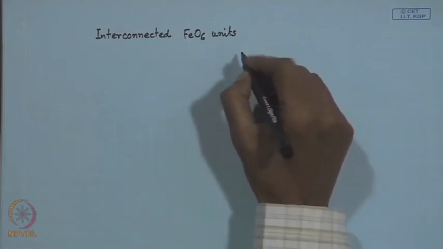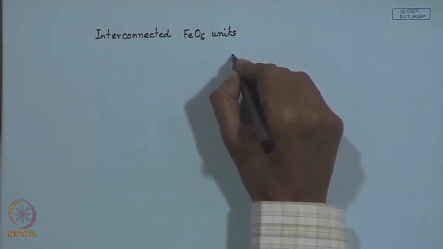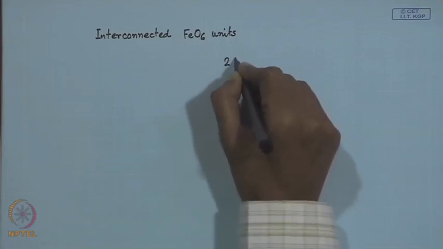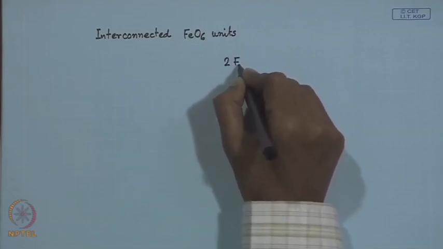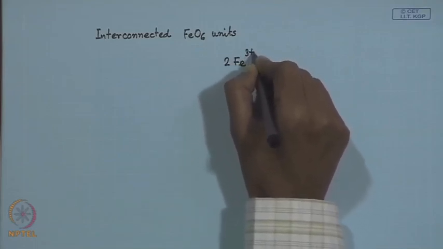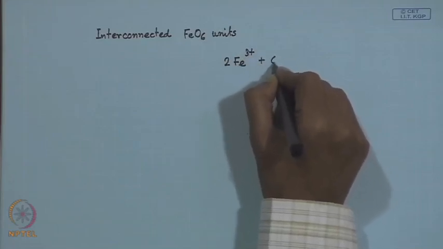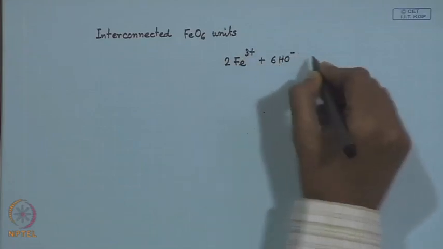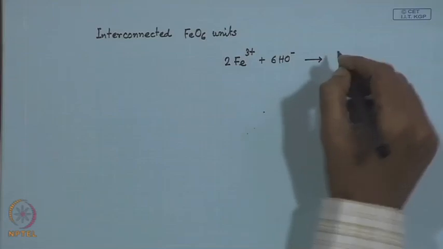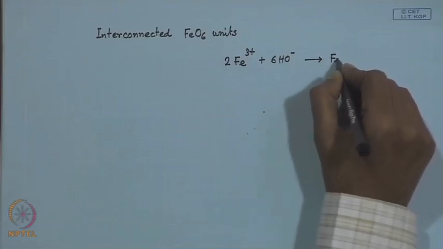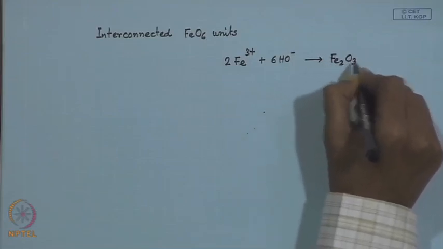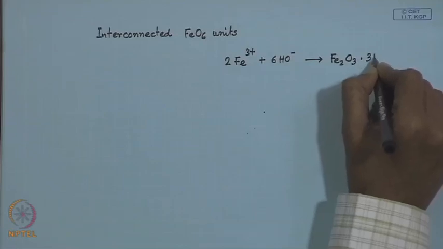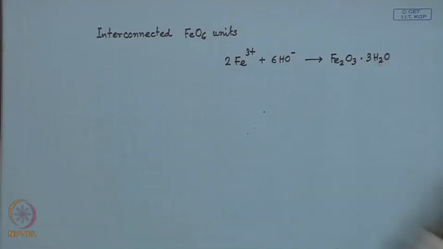During the early stage of core formation, the chemical reaction that is taking place there is a very simple reaction of Fe3+ with 6 hydroxide groups, giving us Fe2O3, 3H2O.